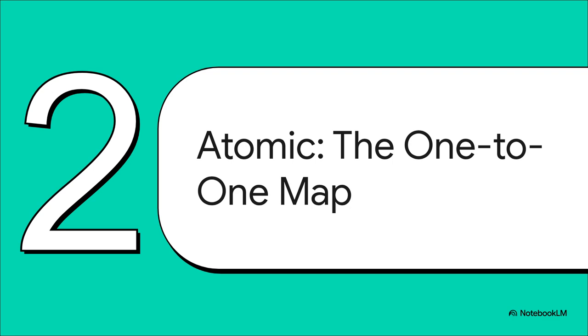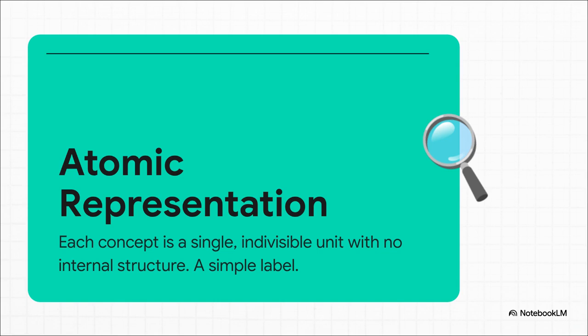It's called atomic. So, in an atomic representation, every single concept gets its own unique, indivisible label. That's it. There's no internal structure, no smaller parts to it. It's kind of like an entry in a dictionary. The word truck is just, well, truck. The system has no idea what a truck is, only that this label exists.